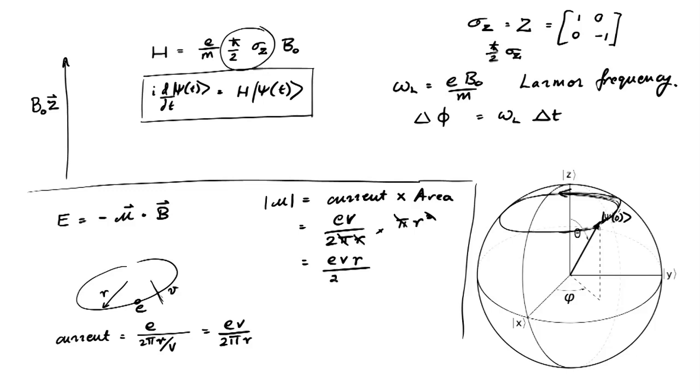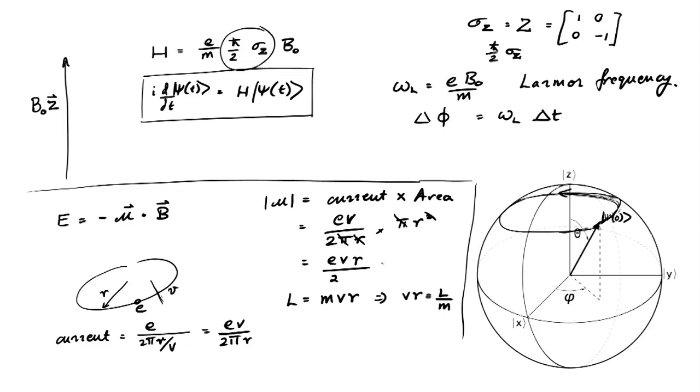Okay, but now we want to relate this not to v and r, but to angular momentum. So what's the angular momentum? Well, angular momentum is just mvr. And so what this means is v times r is just L over m.